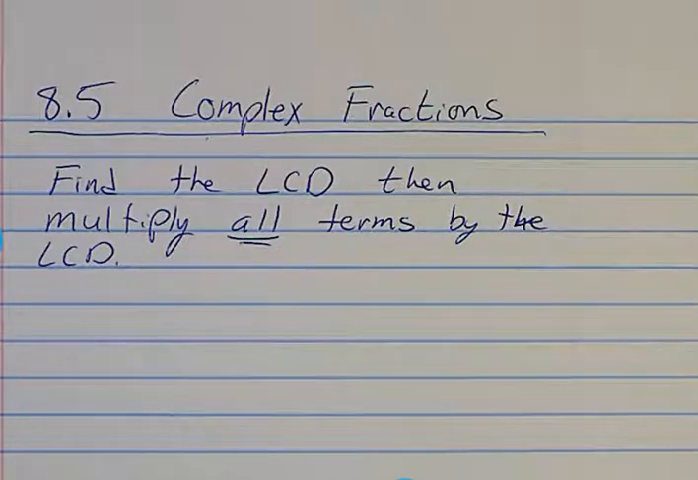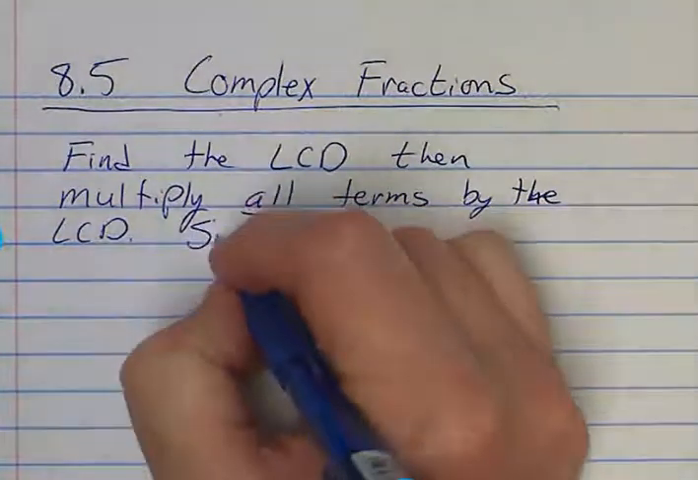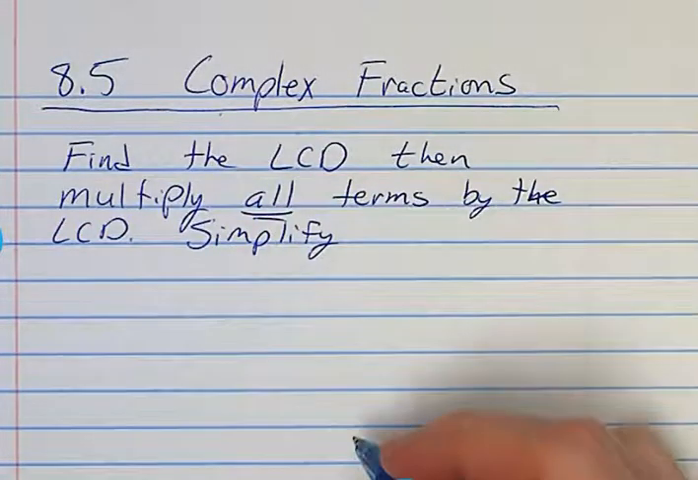Once you've done that, you're going to have a less complex fraction. Now you're going to have just a normal fraction. And from there, like we did in the other parts, look at what you have left over and then simplify and factor if it's possible.